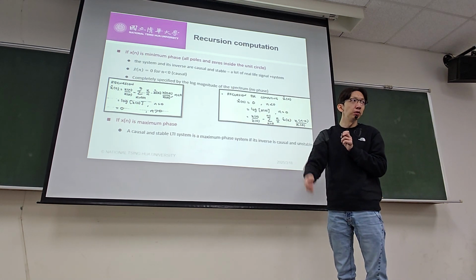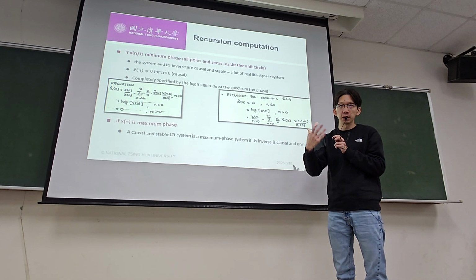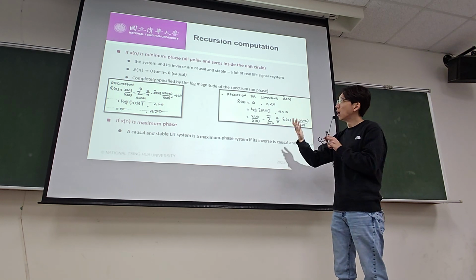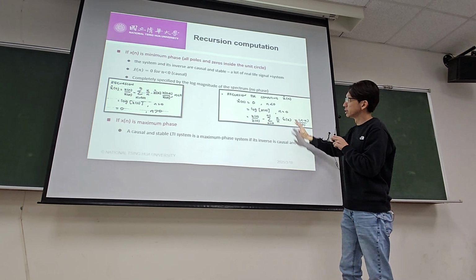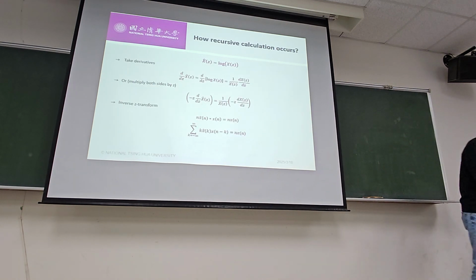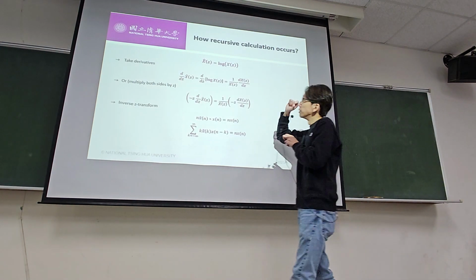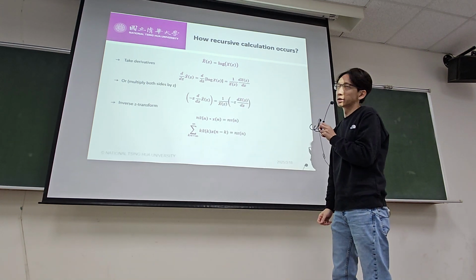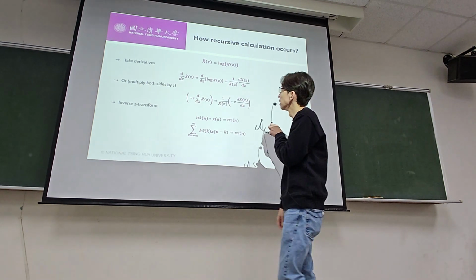If we want to compute the cepstral coefficients for a minimum phase signal, how do I compute them? We can utilize this recursion formula. We'll look at the derivation of the recursion formula. Let's derive something: x hat of z is the log of x of z.